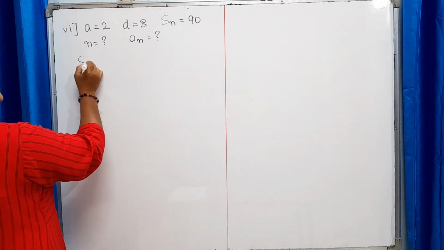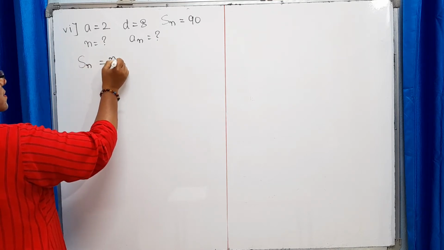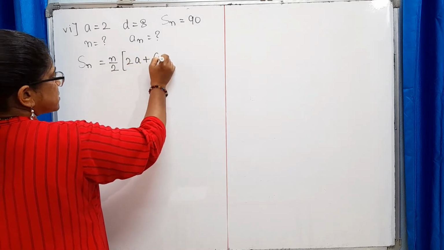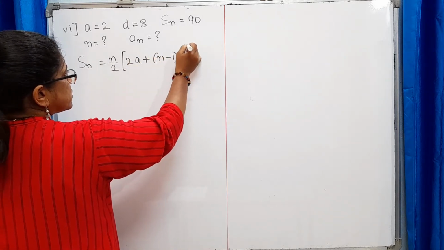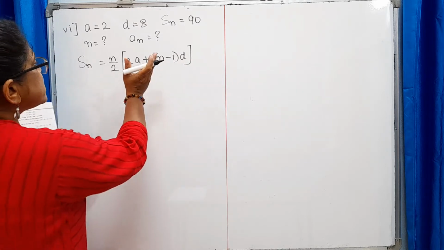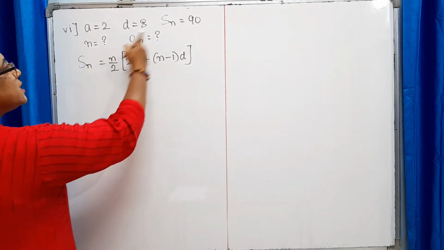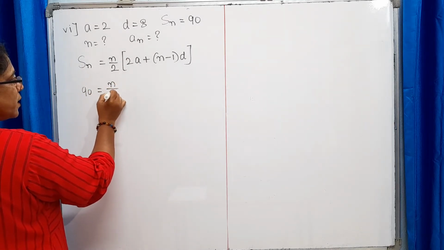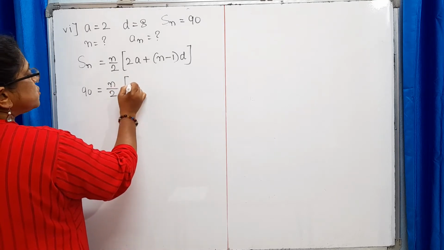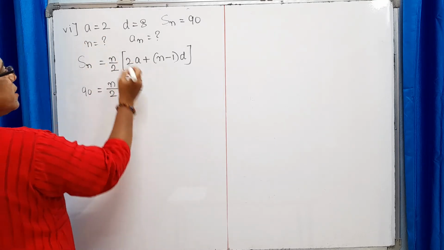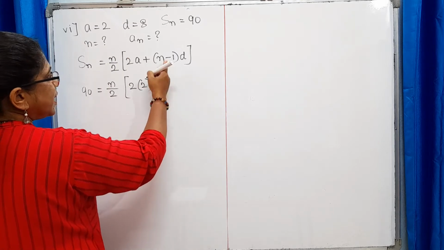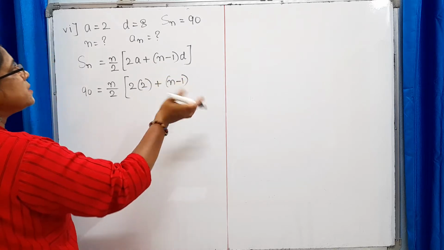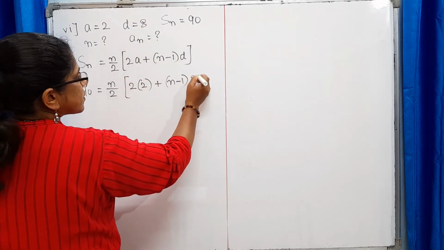Let's start with our formula of Sn. Sn is n upon 2 into the bracket 2a plus n minus 1 into d. Whatever values we know, we will substitute in this formula. Sn, yes, it's given. It's 90. n upon 2 into the bracket 2 into a is 2, fine, and n minus 1 we will keep as it is into 8.